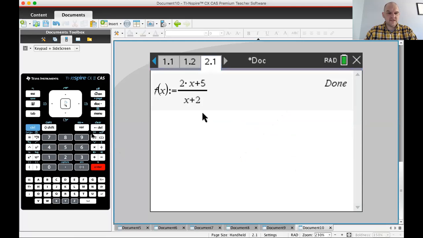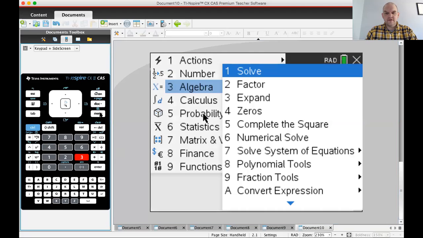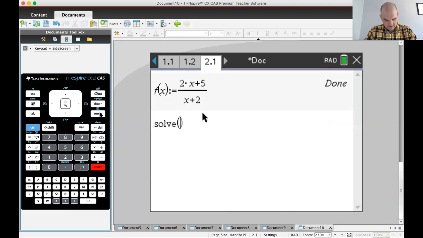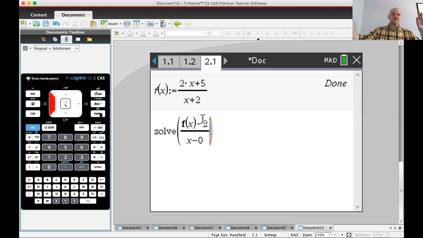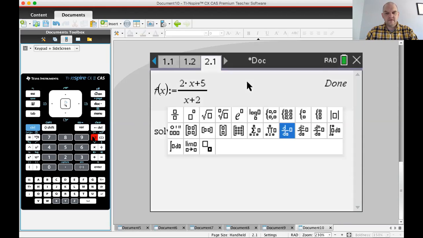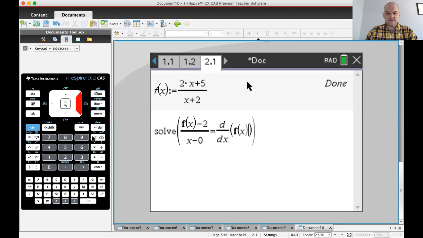Okay, so what did we do? We solved, menu 3, enter. We solved, let's do this, f of x minus f of 0. What do we do? Oh no, we can't even do it that way. f of x minus 2 over x minus 0, because I have to use the ordered pair x, f of x and 0, 2. And 0, 2 is not from the function. So it didn't make sense to try that, even though I wanted to do that. Should be equal to the derivative with respect to x of f of x, and solve that for x.